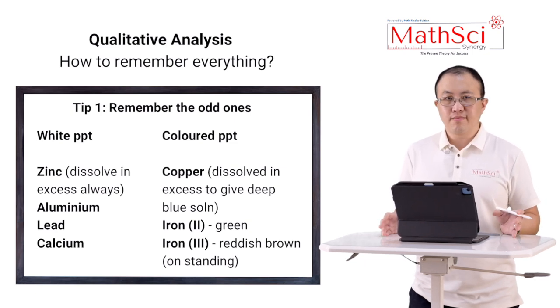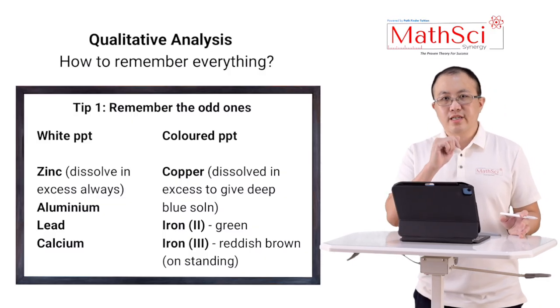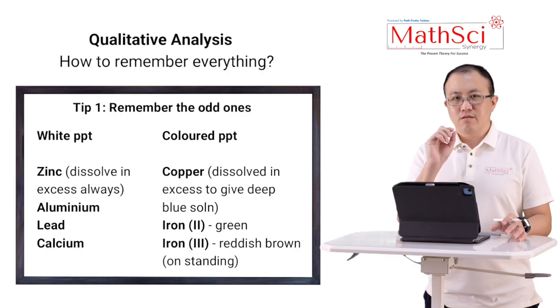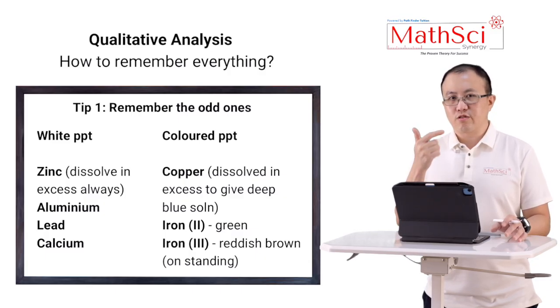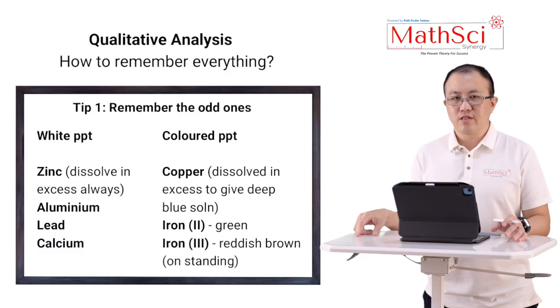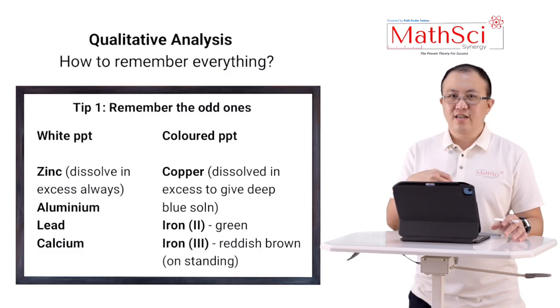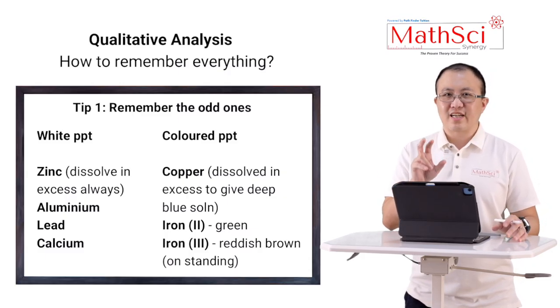You have zinc, aluminium, lead, and calcium. But one of the things I always ask my students to remember is, instead of remembering every one of them, just remember the odd one out. In this case, look at zinc. Zinc has two testing agents, the aqueous ammonia and the sodium hydroxide, but zinc is the only one that will be able to dissolve in excess in both testing agents. So I will remember that. Then the rest, I know that they will form white PPT, but they are not the ones that will dissolve in excess. So whenever a question wants me to sieve out zinc, I remember that this is the unique one that can dissolve in excess.